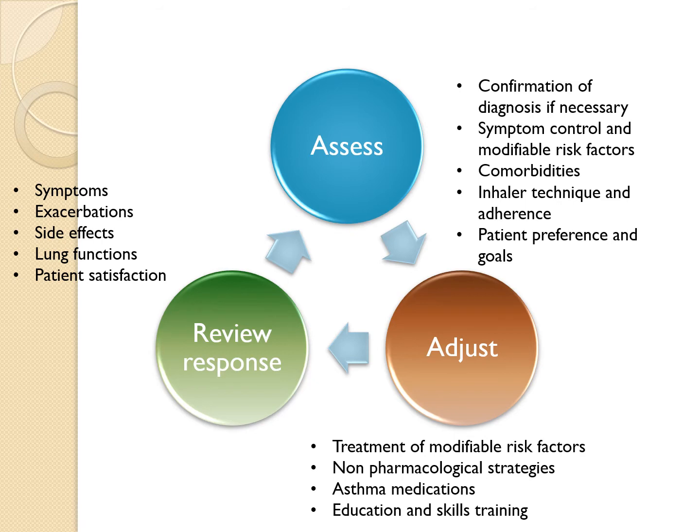When you are assessing the patients, first you have to confirm the diagnosis if it is needed, or if it is not clear cut, you have to assess the symptom control and modifiable risk factors. You have to check for comorbidities, inhaler technique, adherence, and also patient preferences and patient related goals. So adjusting needs modifiable risk factors, non-pharmacological strategies, asthma medications, education, and skills training, that is mainly with regard to inhaler techniques. So once all these things are done, you have to review the response, whether the patient has responded or not.